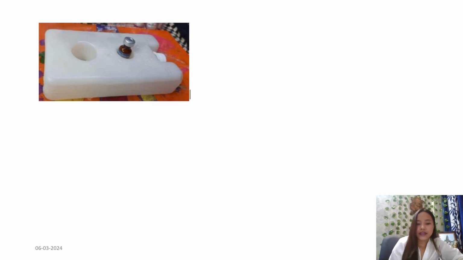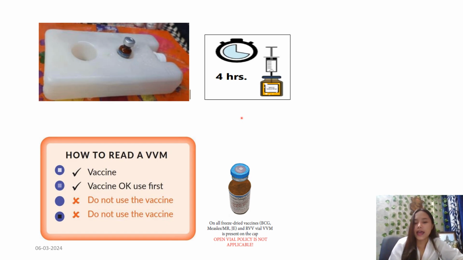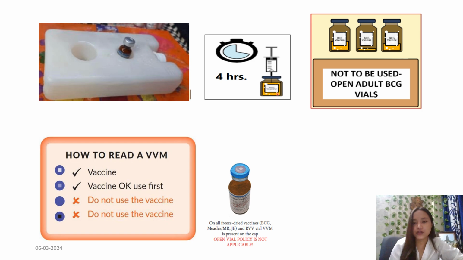What we can see in the figure is that the BCG vaccine is heat and light sensitive, so it must be kept in the hole provided in the conditioned ice pack at the session site, and the vaccine vial monitor should be checked before opening the vial. The VVM for the BCG vaccine is placed in the cap of the vial, and as we know, the open vial policy is not applicable for the BCG vaccine, so it must be used within 4 hours after reconstitution.